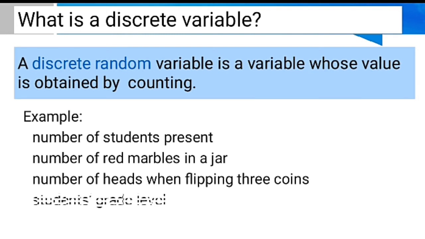Another example is a student's grade level. What would be the student's grade level? It could be grade 1, grade 2, grade 3, 4, 5, meaning an exact number. You cannot say grade 1.5 or grade 6.5, no. So the possible grade levels would be grade 1, grade 2, 3, 4, 5, until grade 12. So those are the possible values.